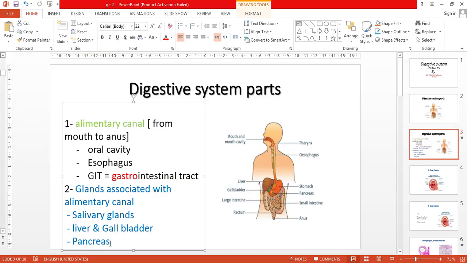And finally, the pancreas, which is important because it secretes digestive enzymes into the small intestine, and it has an endocrine part, which includes different types of cells and secretes different important hormones, mainly insulin, glucagon, and somatostatin, and different other hormones.